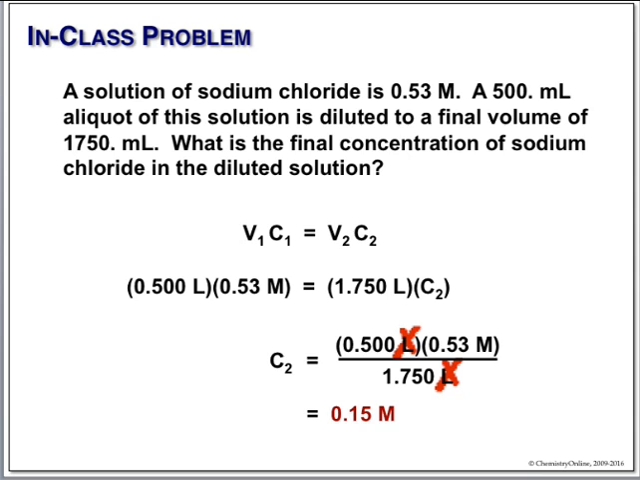So simply take our number of moles. That's concentration times volume. That's our moles, right? And divide it by our number of liters. That's all you have to do.